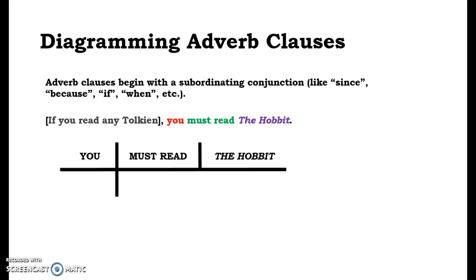So if we're just diagramming the stuff outside of the dependent clause, you must read The Hobbit. It looks like this, very simple. And then we turn to the stuff inside.